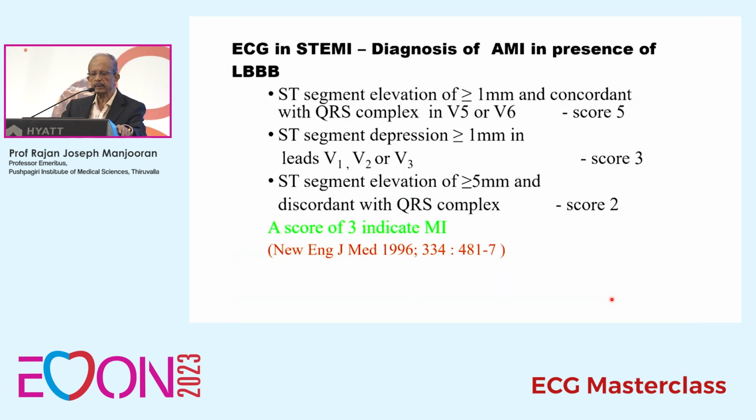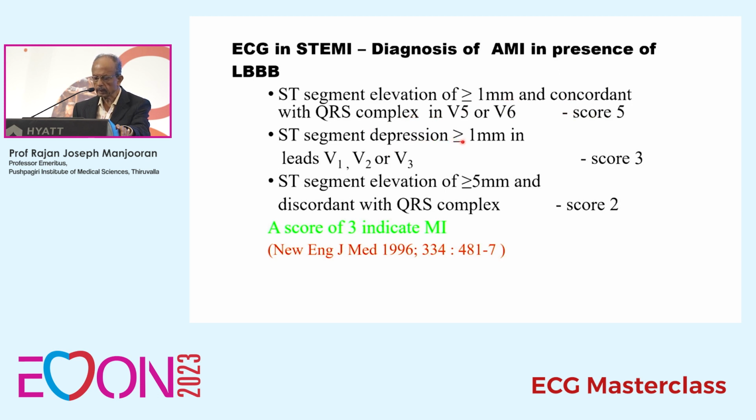Sometimes you may have difficulty in diagnosing acute myocardial infarction in a patient who has got a pre-existing left bundle branch block. So there are criteria that have been put forward for that. The three criteria are ST segment elevation of equal to or more than 1 millimeter and concordant with QRS complex in V5 and V6, 5 points. ST segment depression equal to or more than 1 millimeter in leads V1, V2 or V3, score 3 points. ST segment elevation of equal to or more than 5 millimeters and discordant with QRS complex, score 2 points. And a score of 3 indicates myocardial infarction.